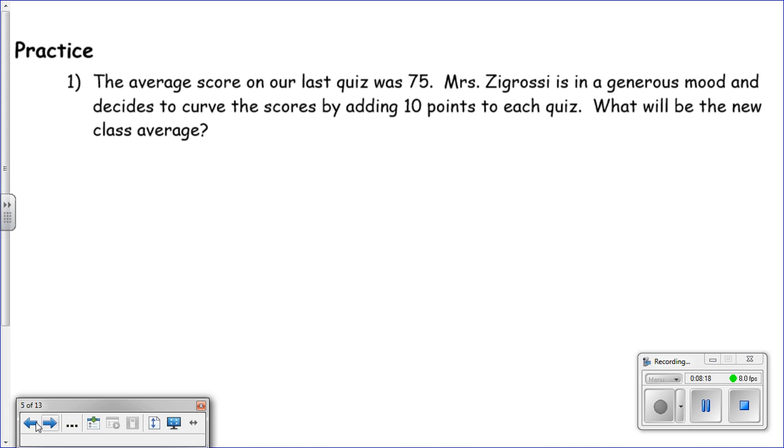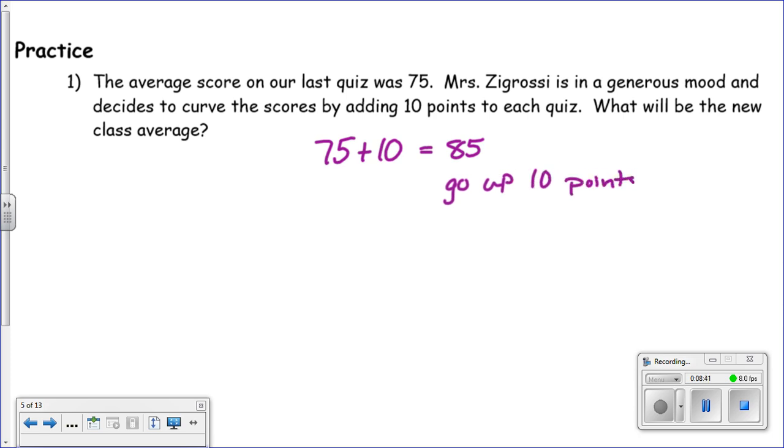Well, we're adding 10 points to everything. So basically, your average score, which was 75, will also go up by 10. If everybody's score goes up by 10, the class average is going to go up by 10. So the new class average is going to be 85. The mean, the median, and the mode will all go up by 10 points. The range, however, will stay the same.